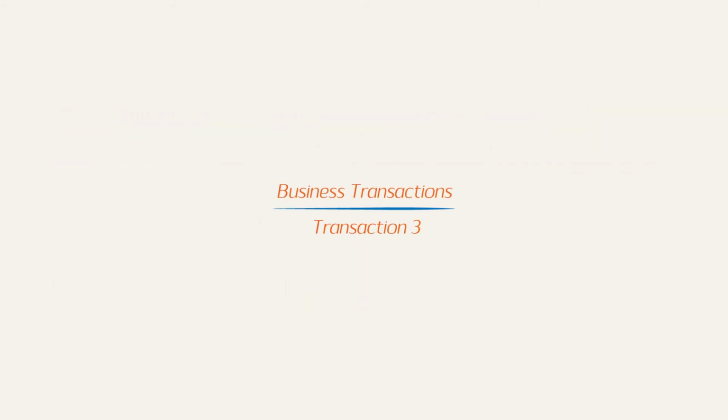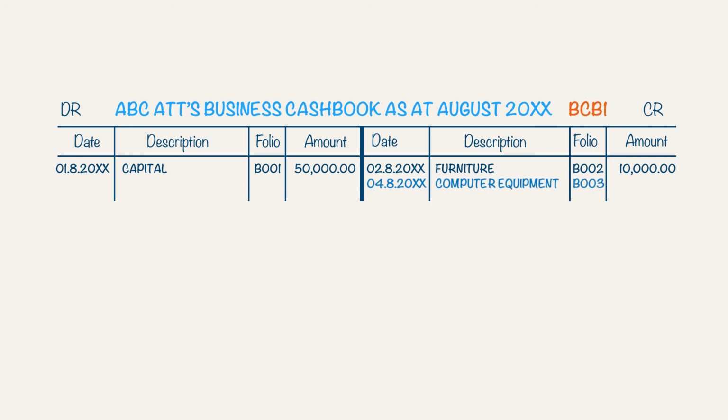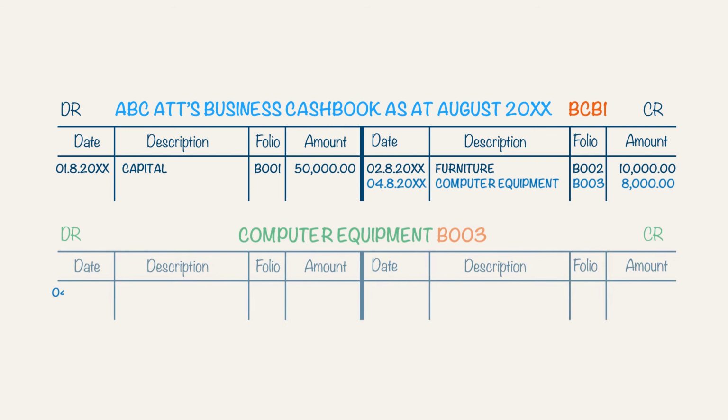Transaction 3. On 4 August 20XX, the firm purchased computers for 8,000 Rand. You debit the computer equipment account as the computers purchased are an asset to the firm. You credit the business cashbook as money has been paid out towards purchasing the computers. You record the date, the description, the folio, and the amount accordingly.